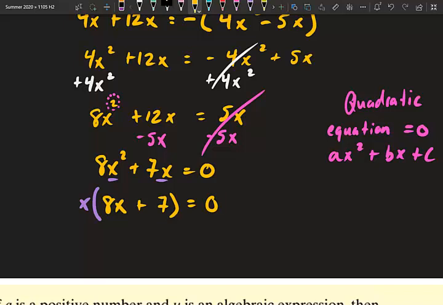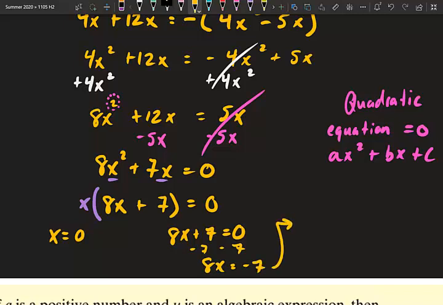So now we separate each factor. We have x equals 0. And then we have 8x plus 7 equals 0. So we're going to subtract 7 from both sides. So we have 8x equals negative 7. You know how to divide. If you don't, we need to talk. So we have negative 7 over 8.